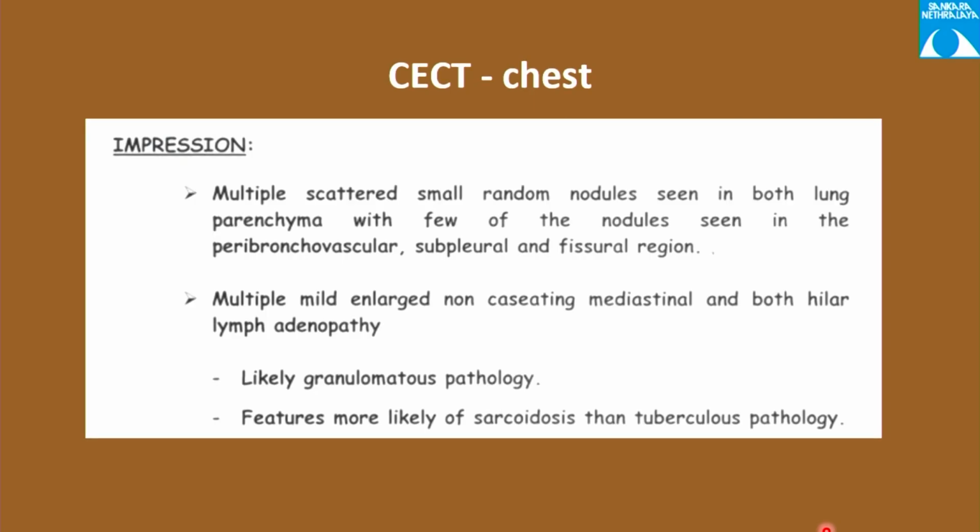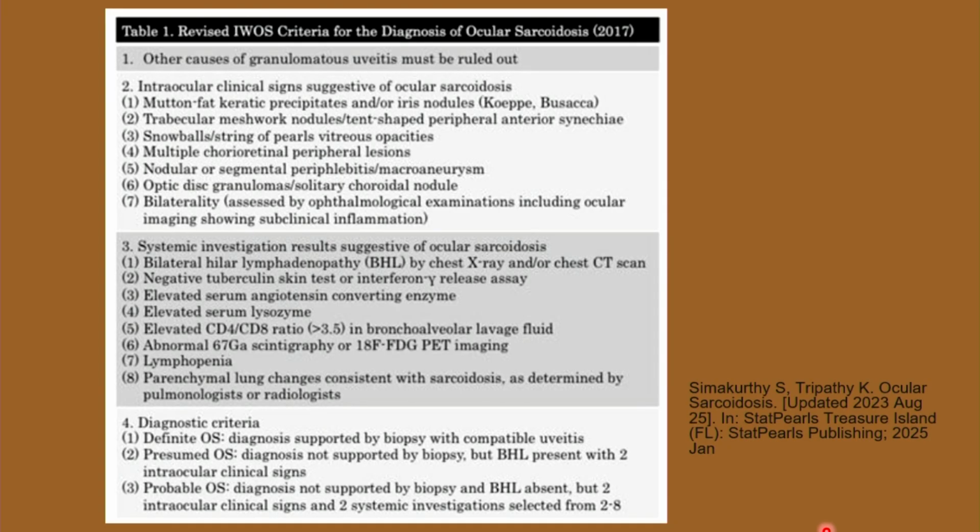One more thing, a CT chest was done. Meanwhile, he showed multiple enlarged non-caseating mediastinal and both hilar lymphadenopathy. So it favors a granulomatous pathology, more likely sarcoid than a tuberculous pathology.